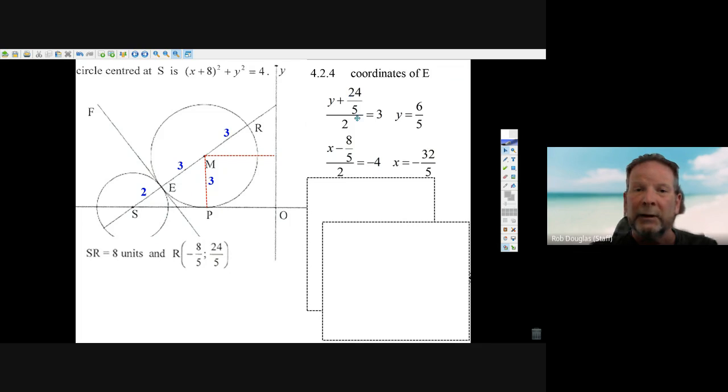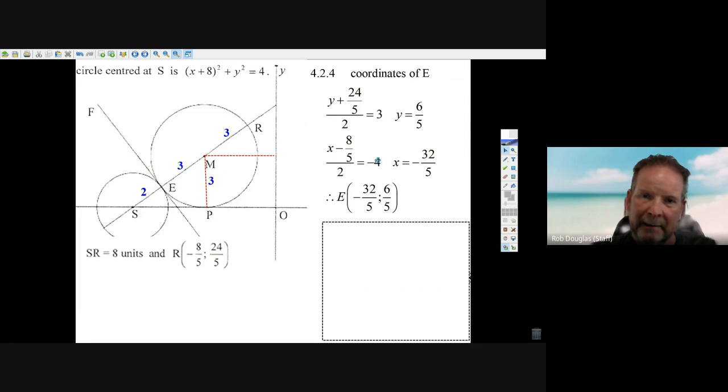Well, all we have to do is solve these equations. Just go 2 times 3 is 6, and then subtract 24 over 5. You'll get 6 over 5. You can just work it out yourself a little bit, but that's the answer there. We know that if we multiply this by 2, we get minus 8. If we add 8 over 5, the answer is negative 32 over 5. Okay, so those are the coordinates of E.